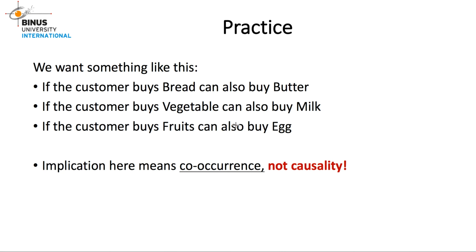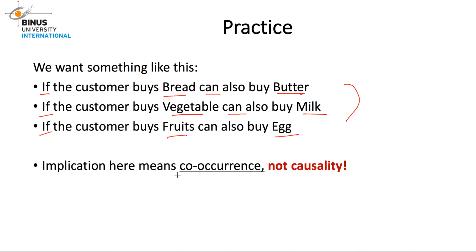We want to use association rules mining to find something like this. If the customer buys bread, they can also buy butter. If the customer buys vegetables, they can also buy milk. If the customer buys fruit, they can also buy eggs. So these are trivial rules. Remember, the business can already know this kind of rules.